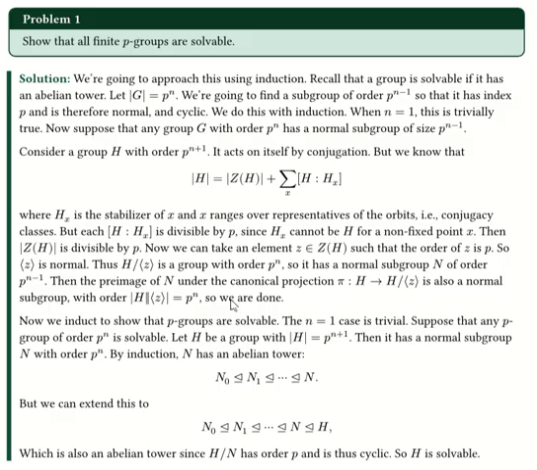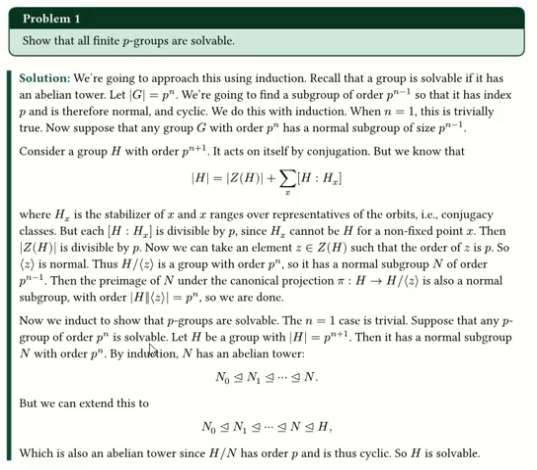Now we can induct to show that p-groups are solvable. The n equals 1 case, that's trivial, we don't have to do any work. So now let's suppose that any p-group of order p^n is solvable. And then let's create a new p-group, H, with the order of H being p^(n+1). By our previous argument, it has a normal subgroup N with order p^n.